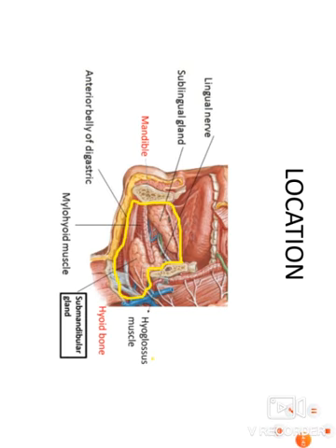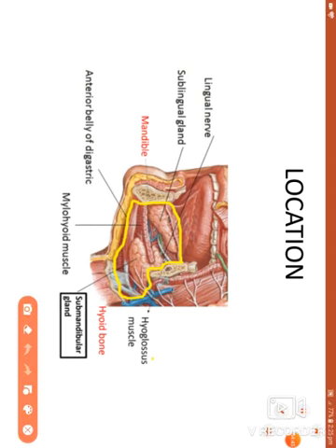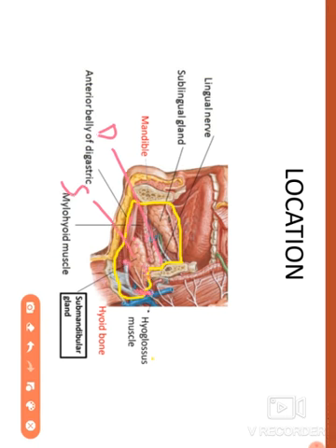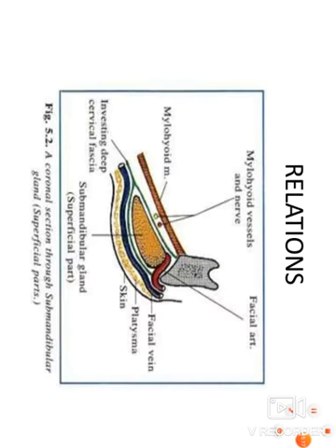Then here, this is the superficial part and this is the deep part. This is the anterior end, which relates to the anterior belly of digastric. This forms the posterior end. From here we are seeing the lateral surface. Below, this is the inferior surface. The part of the gland which rests over the mylohyoid muscle forms the medial surface. So it has two ends and three surfaces.